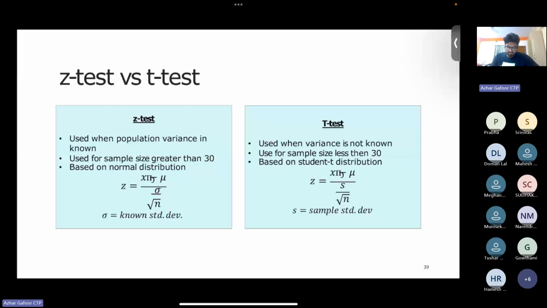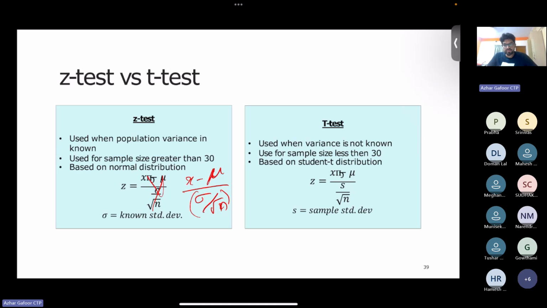We have two types of tests, that is the Z test and the T test. The Z test is used when the population variance is known. It is usually used when the sample size is greater than 30, and it is based on the normal distribution. The equation is x bar minus mu divided by the population standard deviation by root n. N is the sample size.